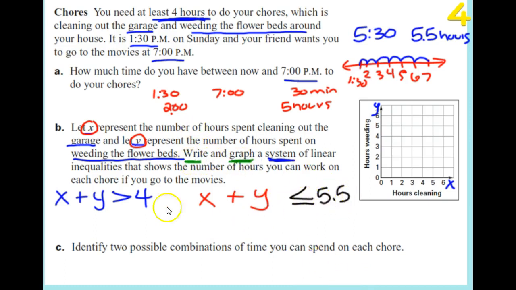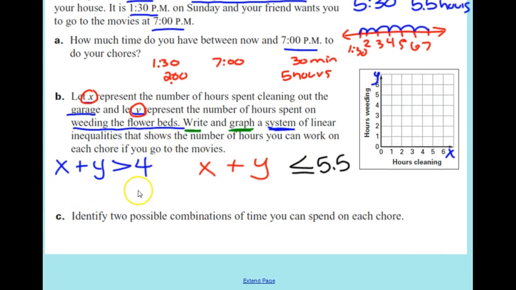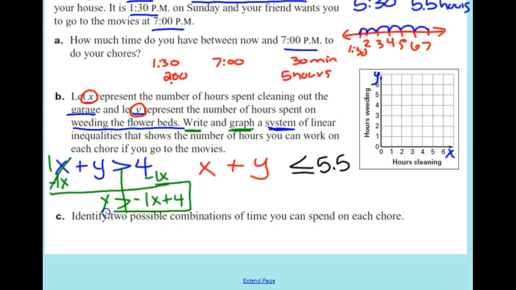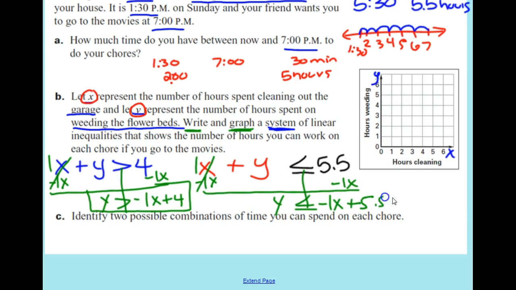In order to graph, we have to solve for Y. So I'm going to solve these for Y. I'm going to subtract 1X, so we get Y is greater than negative 1X plus 4. And if I solve this one for Y by subtracting 1X, I get Y is less than or equal to negative 1X plus 5.5.